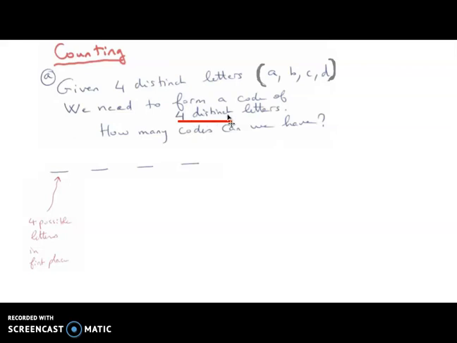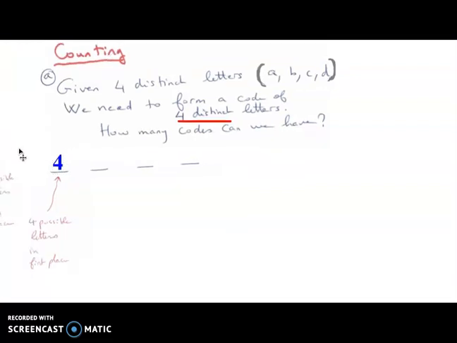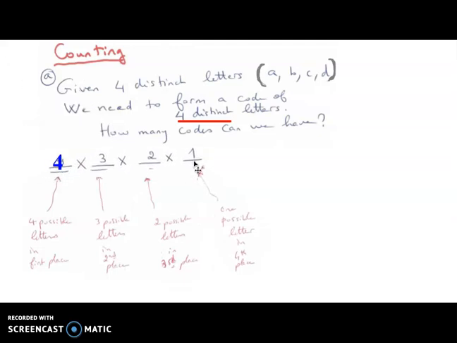Now, because we want 4 distinct letters, it means that repetition is not allowed. If I chose A for the first, then I cannot have A again in the second part. So here I have 4. For the second one, I'm left with 3 possibilities. So here we have 3. For the next one, I have 2 possibilities. And for the last one, I have 1 possibility. And therefore, the answer will be 4 times 3 times 2 times 1. We multiply the possible outcomes.